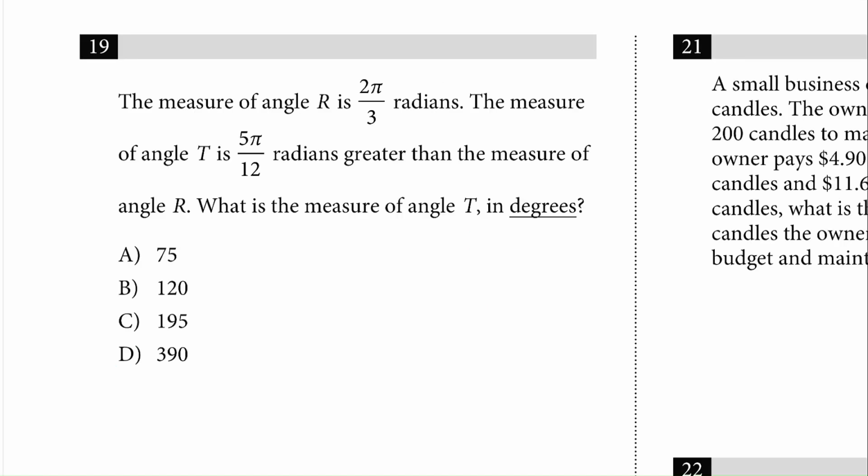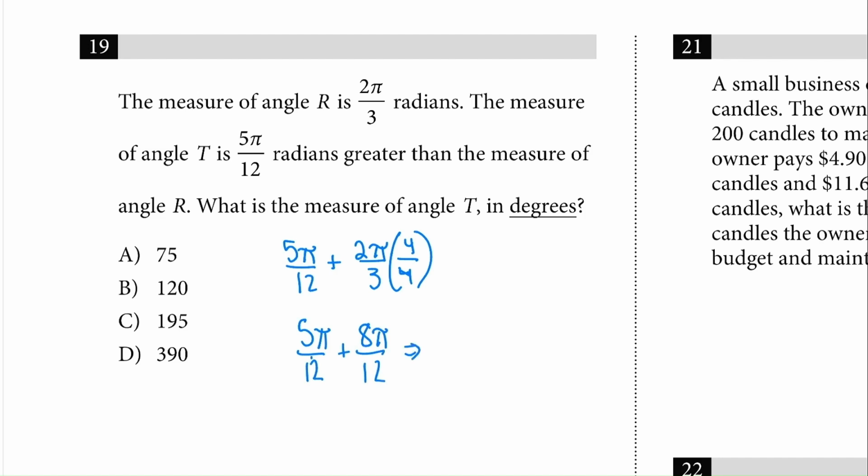The measure of angle R is 2 pi thirds radians, and the measure of angle T is 5 pi twelfths radians greater than the measure of angle R. What is the measure of angle T in degrees? So it says that angle T is 5 pi twelfths radians greater than 2 pi thirds. So let's get a common denominator here, where it's going to be 5 pi twelfths plus 8 pi twelfths. That's going to be 13 pi twelfths.